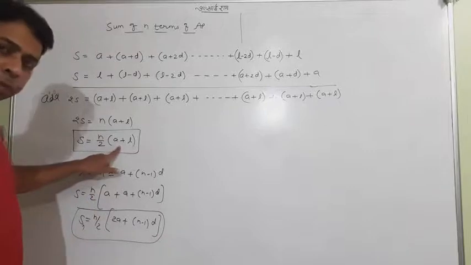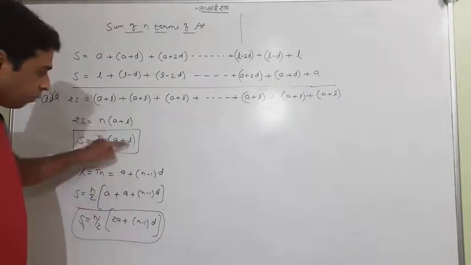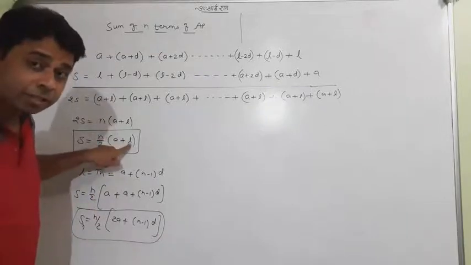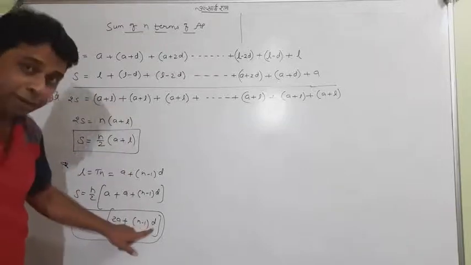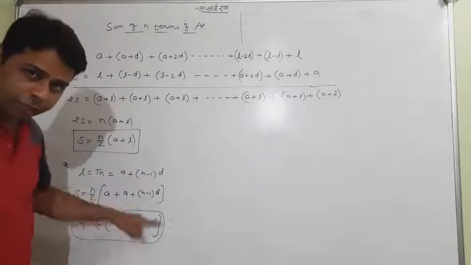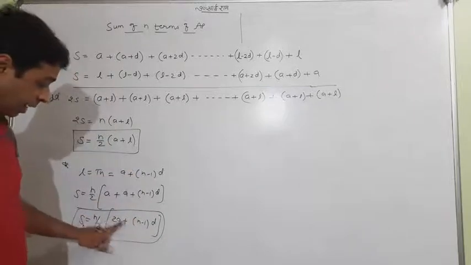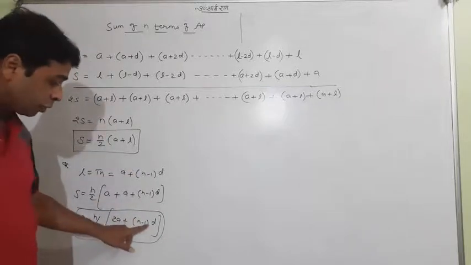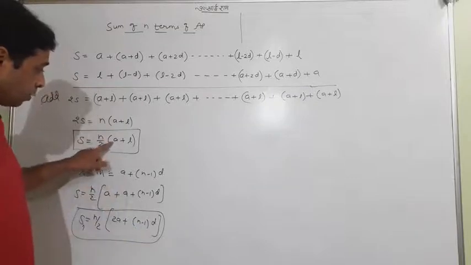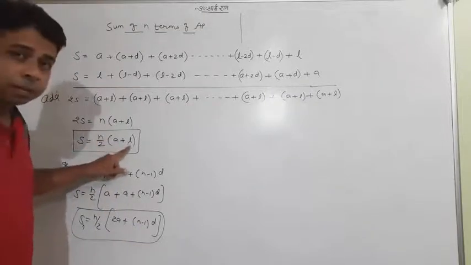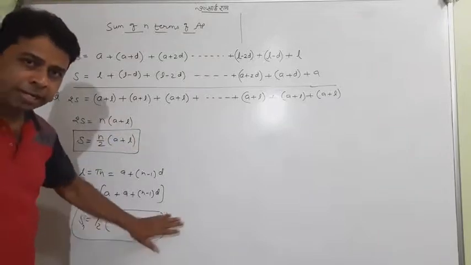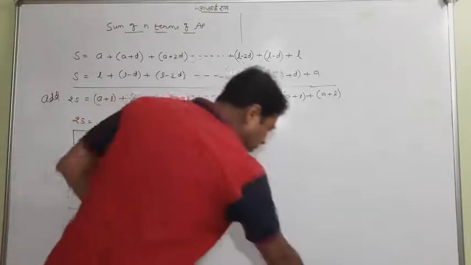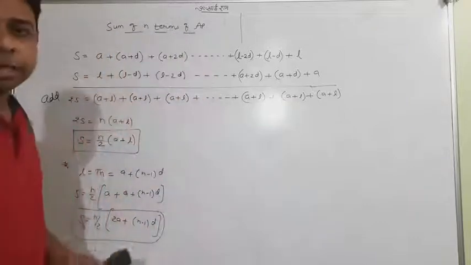This is the sum of n terms of AP in the form of L, the last term, and this is the sum of n terms in the form where D will be there. One is without D, one is with D. A is the first term, n is the number of terms, D is the common difference. A is the first term, n is the number of terms, L is the last term. So this is in the form of the last term, and this is in the form of A and D. Keep these formulas in mind, because upcoming questions are based on the same concept.